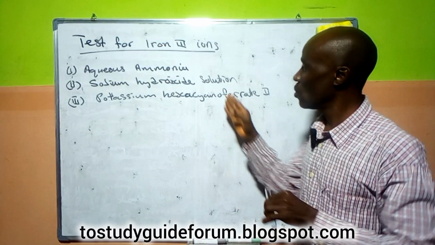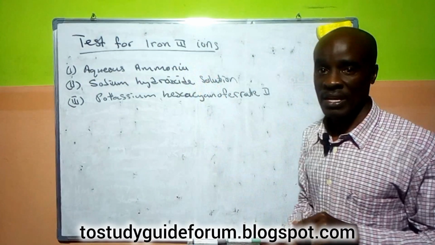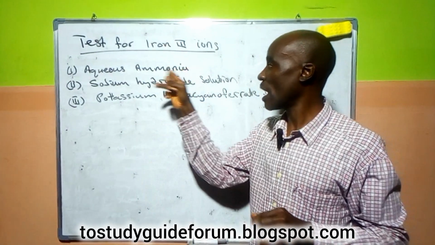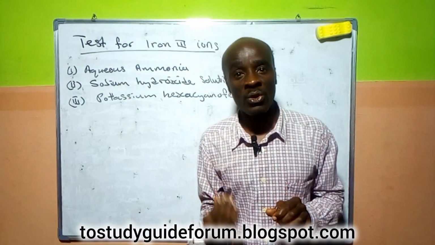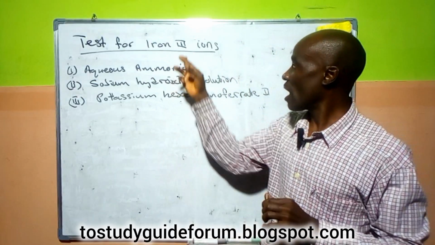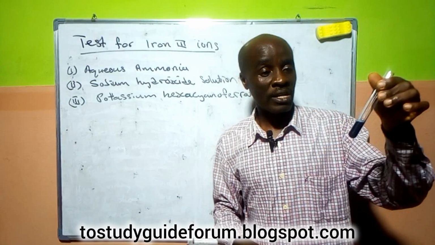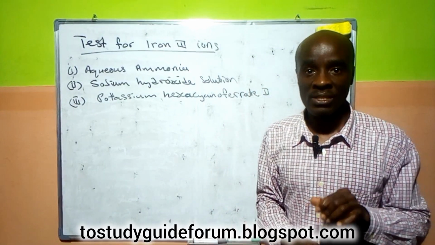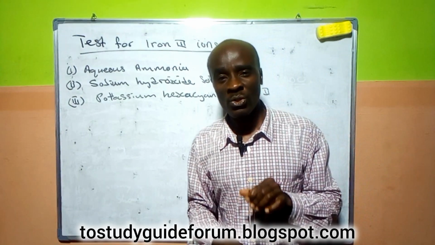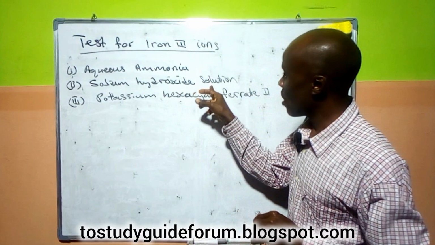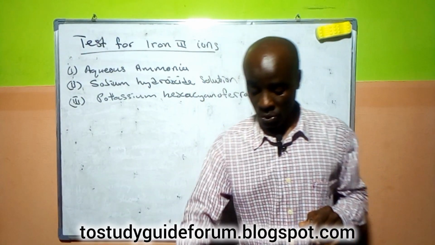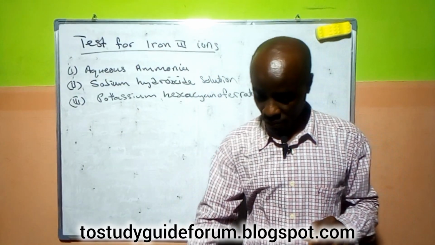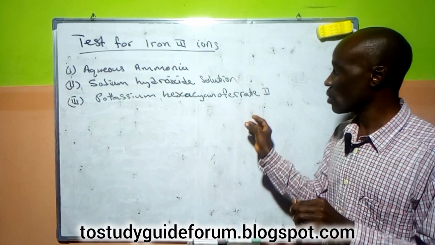These are the three methods of identifying it. So in each exam you're going in for, always remember that once you add aqueous ammonia to a solution that contains iron 3, it will give you a brownish or reddish brown precipitate, insoluble in drops and also insoluble in excess. And then with sodium hydroxide, the same thing will also happen. The reddish brown precipitate has formed very well.